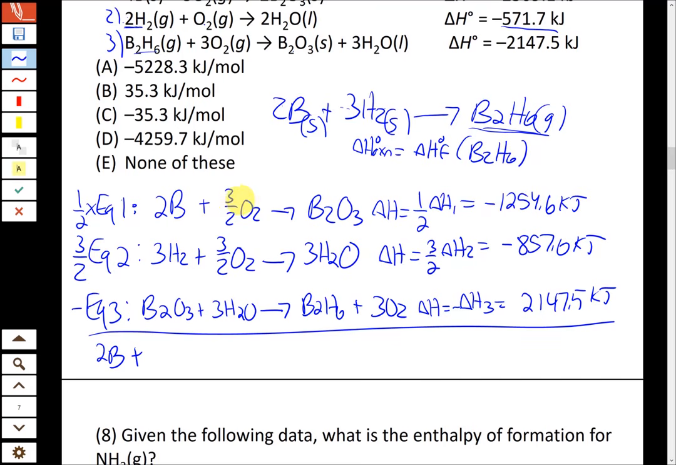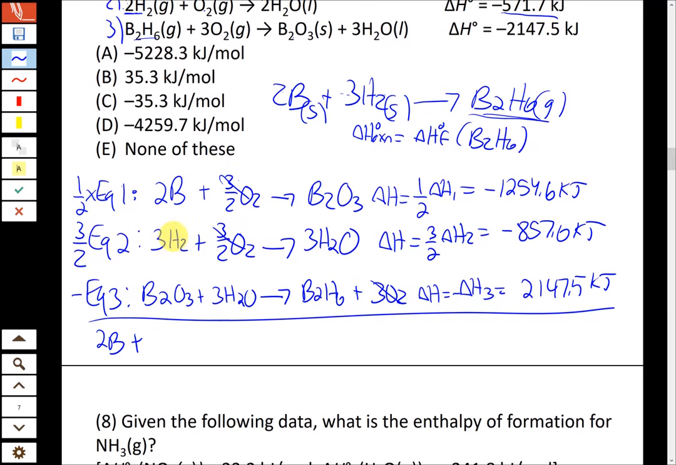We have 3/2 O2 here. We have another 3/2 O2 there. So on the left side of the arrow, we have 3 O2s from those two equations. Then we have 3 O2 there on the right side. So those all cancel out because there's 3 O2s on both sides of the arrow. We have 3 H2s, which doesn't cancel out with anything. And then here we have B2O3 as a reactant in equation 3 after we modified it, which cancels out with that B2O3 that's a product in that one. And then we have 3 H2O as a reactant here, but they cancel out with the 3 H2O on the other side of the arrow from that second equation. So everything else cancels out, and all that we're left with on the product side is B2H6.